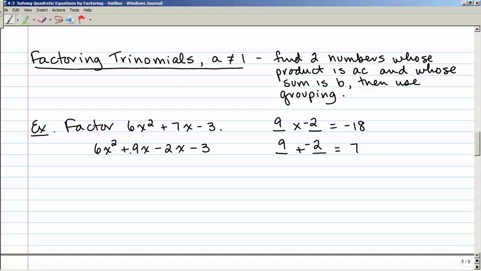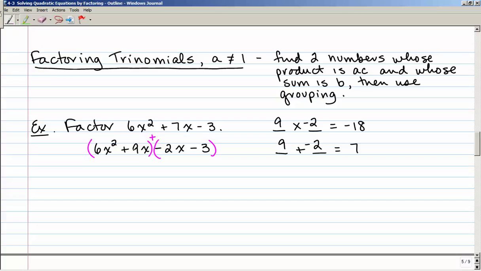So this is basically the same polynomial. I just rewrote the middle here. Now I'm going to do factoring by grouping. I'm going to put parentheses around the first two, parentheses around the last two, and I'm going to grab the negative in front of the 2 and put a plus up here.